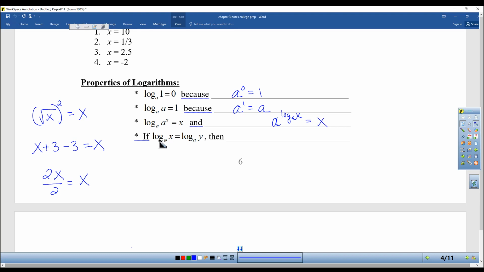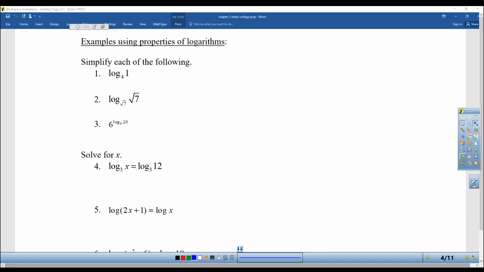And finally, if log base a of x is equal to log base a of y, then x must be equal to y. So obviously these are properties that you need to memorize if you're in honors and add to your appendix if you're in college prep. So let's use those to actually do some problems.